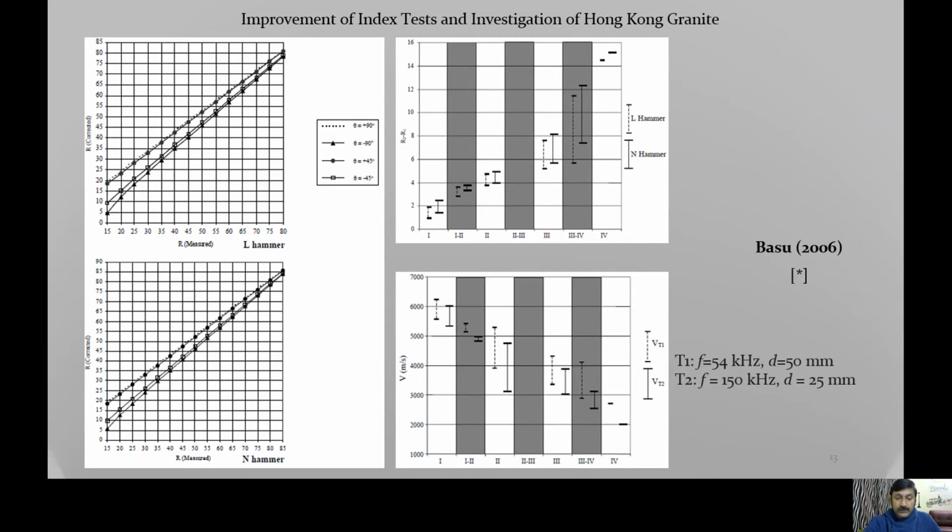Because this ultrasonic velocity is dependent on the diameter and frequency of the transducer used, in the case of portable common ultrasonic testers, which are also used for rocks as well as for concretes. So we tried to investigate this particular technical aspect, and we found that the ultrasonic beam characteristics are very much influenced by the frequency and diameter of the ultrasonic transducer.